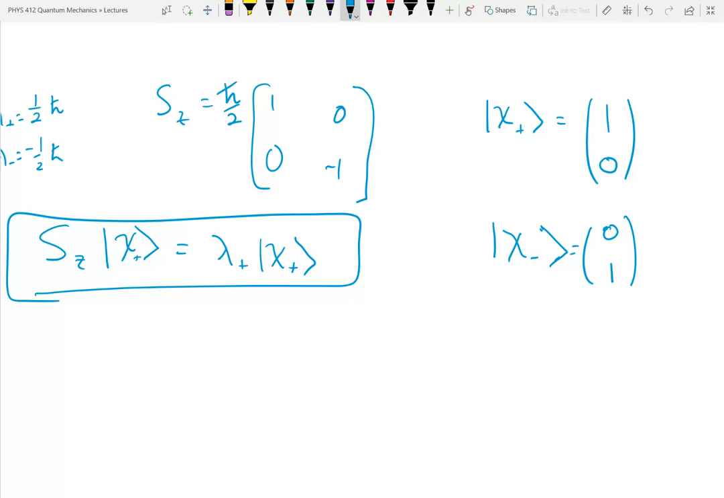So here we have these things called the spinors. Those are our eigenstates for spin. And this is our S sub z operator. That wasn't hard, was it?